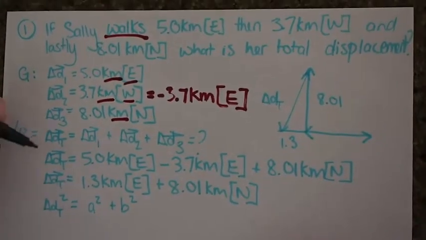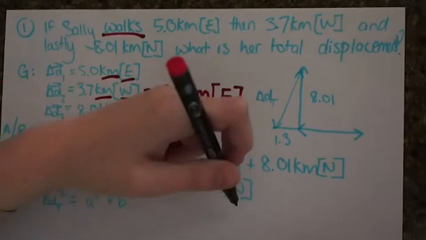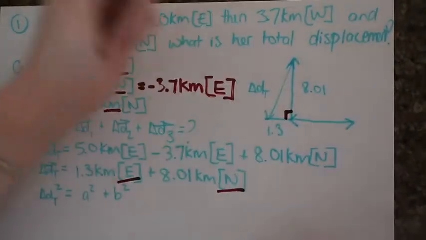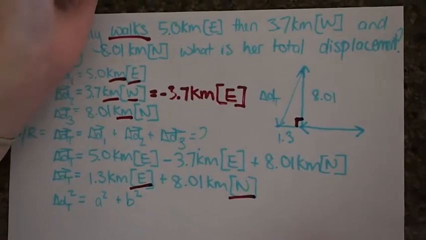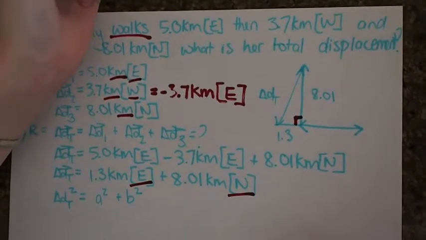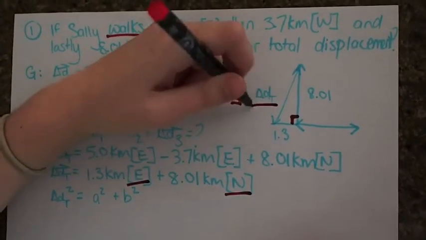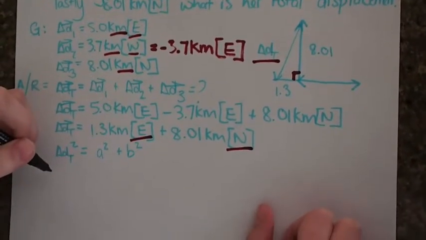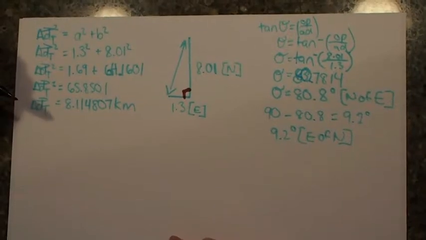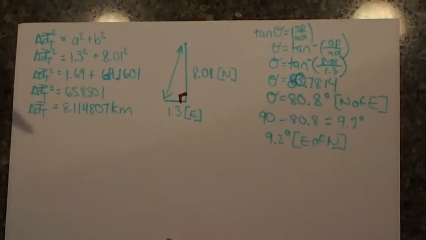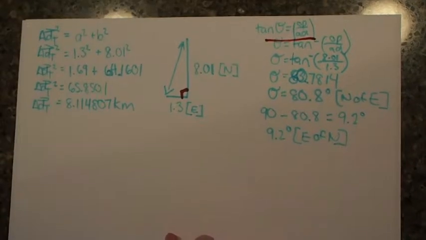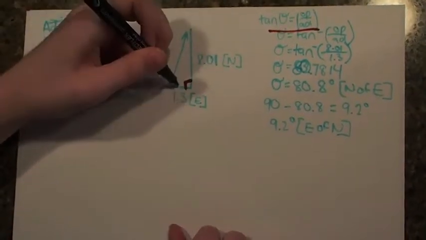Now that we have the values in 2 directions, we can draw a diagram and justify that this is a 90-degree angle. With that, now we can use the Pythagorean theorem to find our delta D total. I'm going to substitute my values into the equation. After substituting in the values, we have to figure out the angle that the displacement took place in.